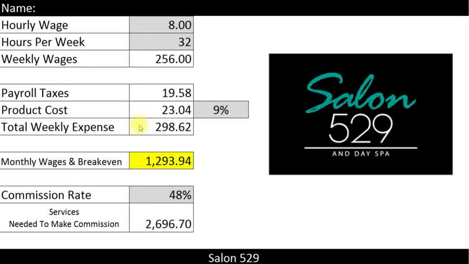Okay, so when you total all that together, you get $298.62, which is their total weekly expense, or their total weekly payroll plus taxes and product costs. I then take that weekly expense and multiply it by 4.333, which brings us down to this number, the monthly wages and break-even number. The reason I pick 4.333 is because that's how many weeks are actually in a month. And as you know, you'll run across people out in the world that either don't know that there's not 4 weeks in a month or just use 4 weeks because it's easy to do the math.